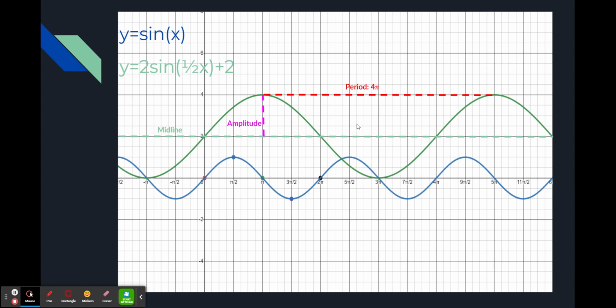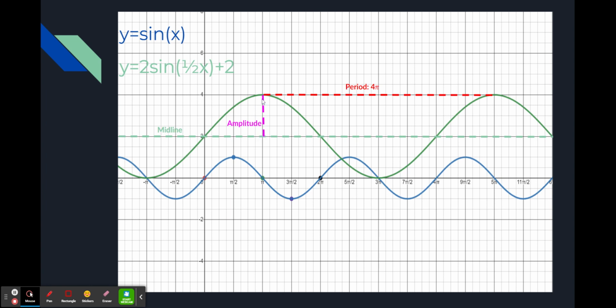Now we're going to be breaking down everything. So we talk about the midline. If you notice, it's the same number as the vertical phase shift. That's because normally our midline would be 0. So whatever number d is, that's also what the midline is going to be. And you can tell it's the midline because of the amplitude.